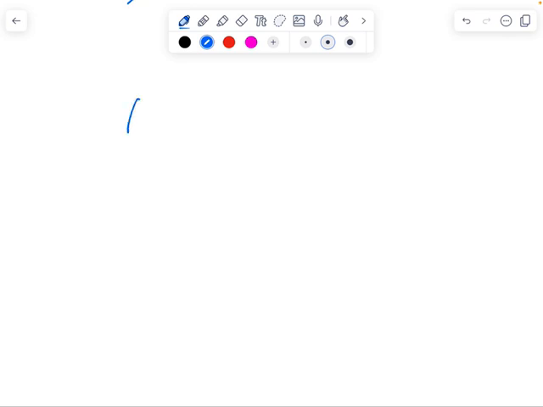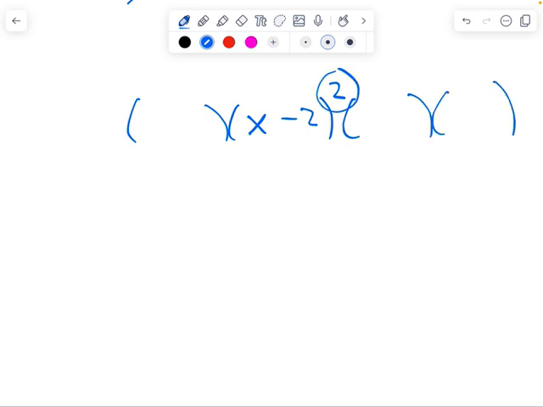Now here we've got something. We've got x minus 2 to the second, something, maybe something else. In this example, because this is squared, it's going to behave around the number 2 like a quadratic.